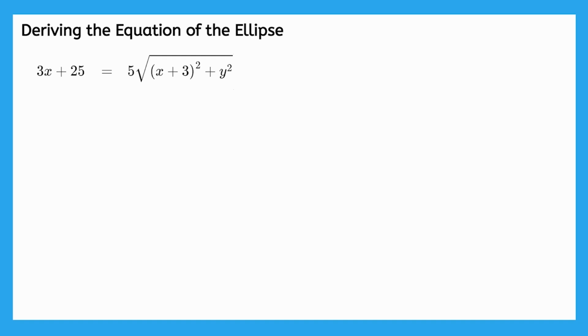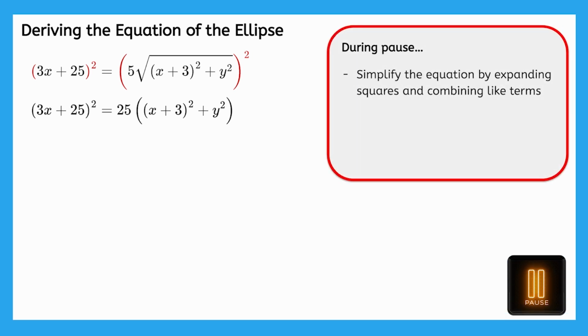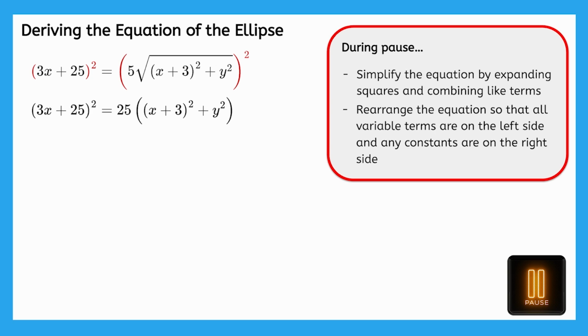Now we're ready to square both sides again. On the right side, we simply square both the 5 and the square root, which results in 25 times (x + 3) squared plus y squared. Once again, expand the squares on your own and simplify any like terms you see. Furthermore, rearrange the equation so that all variable terms are on the left side and any constants are on the right side. Pause the video now and give it a shot.